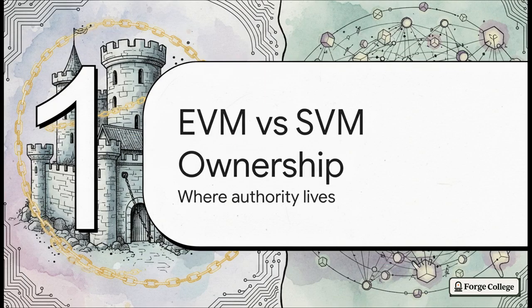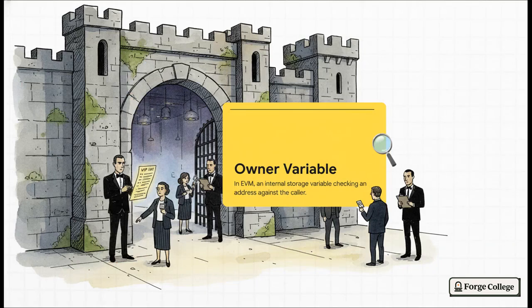Part 1, EVM versus SVM ownership. Basically, where does authority actually live? Let's start with what you're probably already super familiar with, the EVM. I like to call this the fortress model. In the EVM, ownership is usually locked down by an owner variable. This is just an internal contract storage variable that holds a specific address. So when someone tries to execute a privileged function, the contract checks that stored address against the immediate caller, msg.sender.